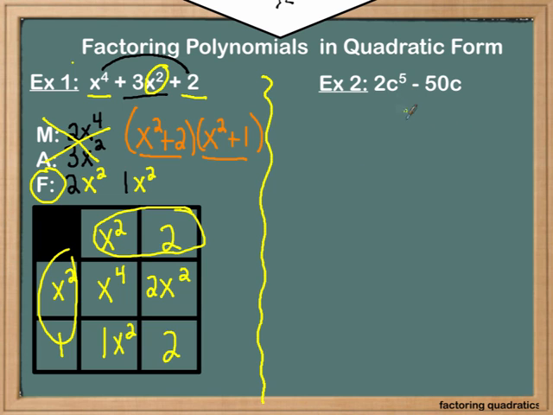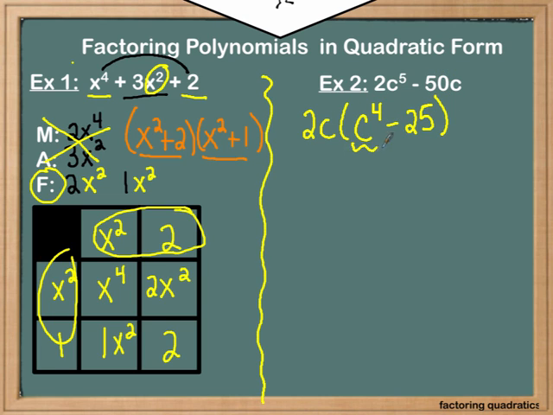First thing I check for is a GCF. There is a GCF of 2c. So I pull a 2c out and I'm left with c to the 4th, because remember, c to the 1st times c to the 4th will make that c to the 5th I'm looking for. Negative 50 divided by 2 makes negative 25.